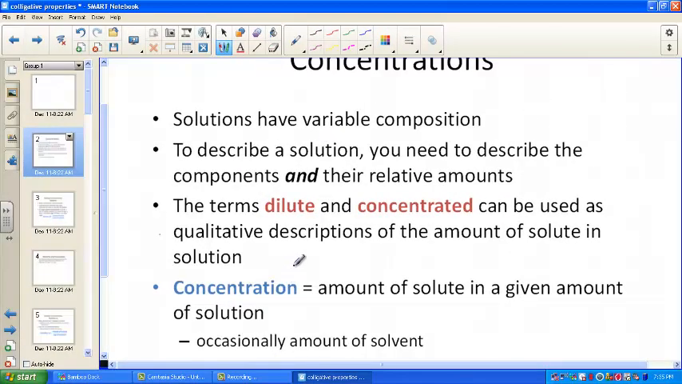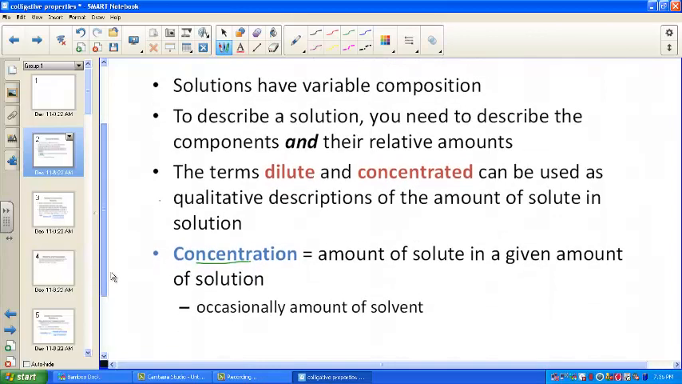Since solutions do indeed have a variable composition, we can have a little bit of solute in a solvent to create a dilute solution, or we can have quite a bit of a solute in a solvent to have a concentrated solution. The term concentration simply refers to the amount of solute in a given amount of solvent. And occasionally, what we talk about with quantitative terms, most often we use big M, of course, molarity units, but we're also going to introduce a little m, molality units as well.